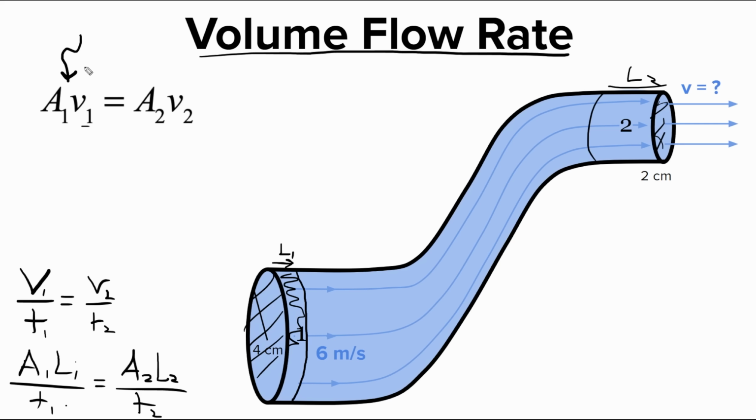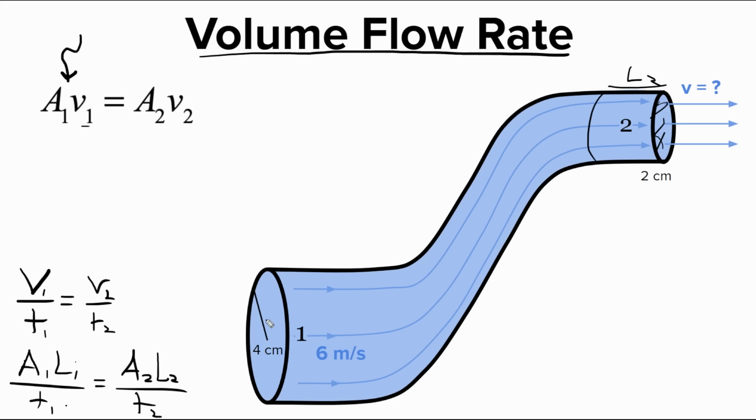This is giving you A1 V1, the volume per time, the volume flow rate, in other words, at point 1. And A2 V2 really is the volume per time flowing at point 2, where these areas are these cross-sectional areas. So let's say you wanted to figure out, okay, fine. If I'm going 6 meters per second at this region down here, then how fast is the liquid moving up here, where it's only got a cross-sectional area radius of 2 centimeters.